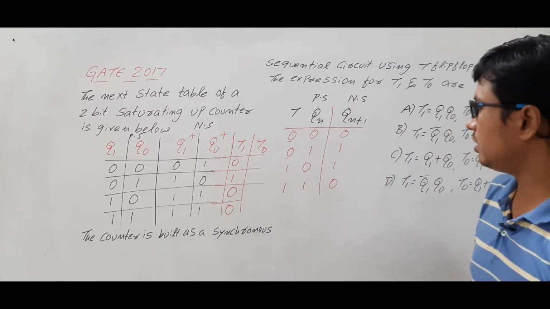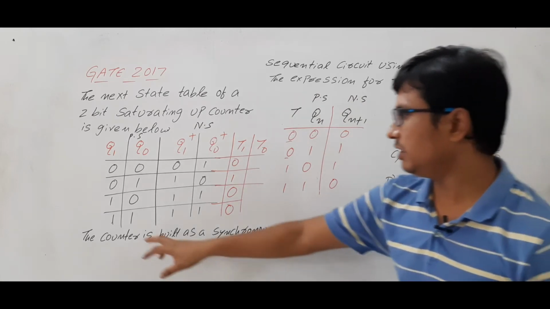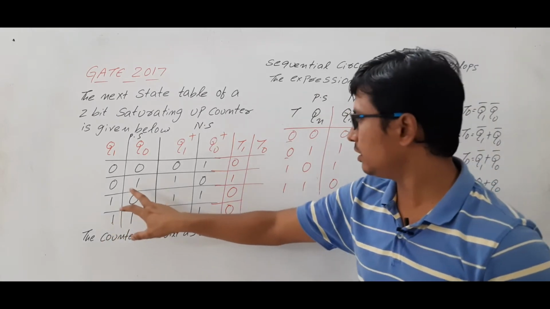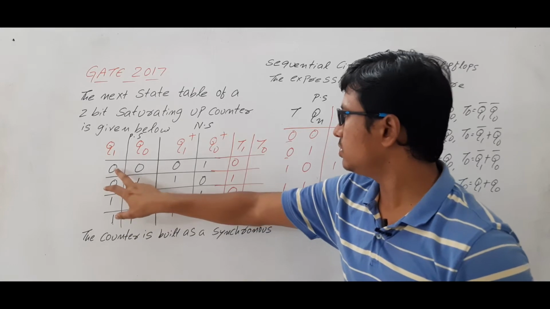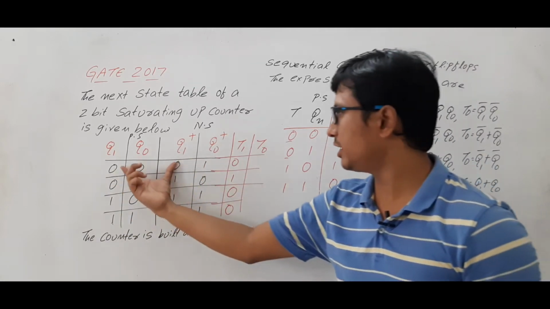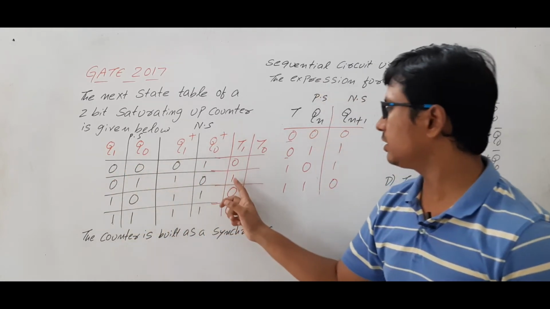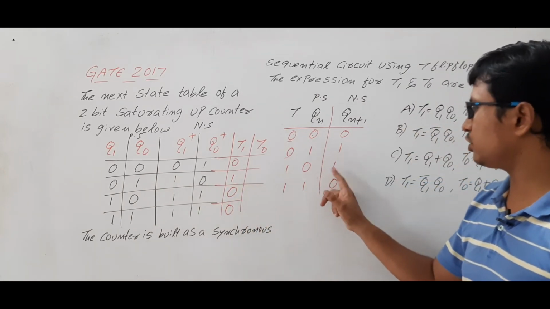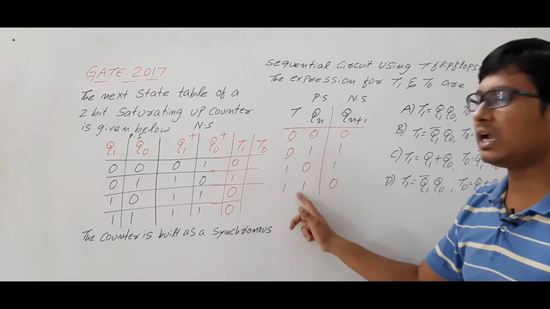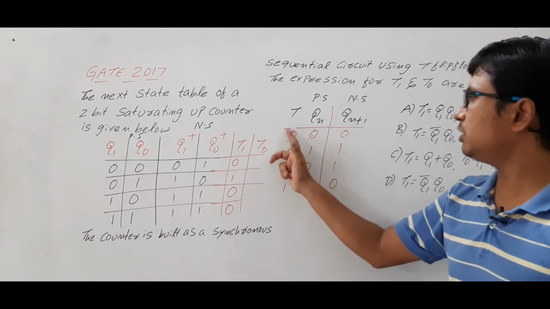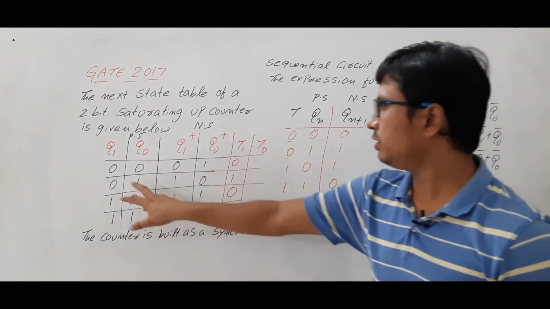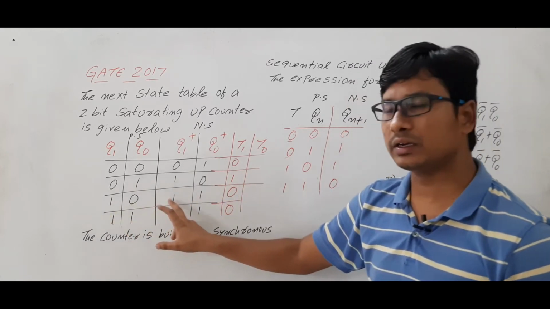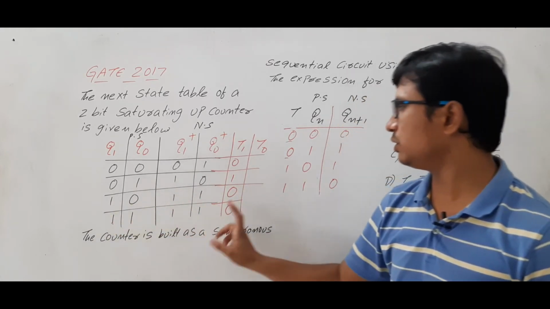Or you can remember it like this: if there is a toggle, look at it. Where is the toggle? For 0, 0, it is not a toggle, it is the same. If there is a toggle, we will get T as 1. Am I right or wrong? If there is a toggle from 0 to 1 or 1 to 0, the T value will be 1. If it is the same, the T value will be 0. So for 0, 0, the T value will be 0. For 0, 1, there is a toggle, so you should get 1. For 1 and 1, you will get 0.